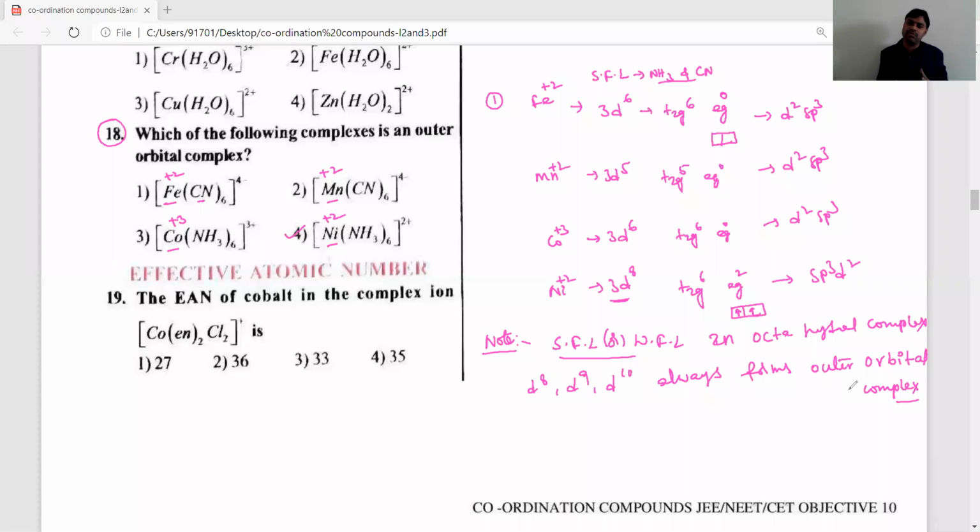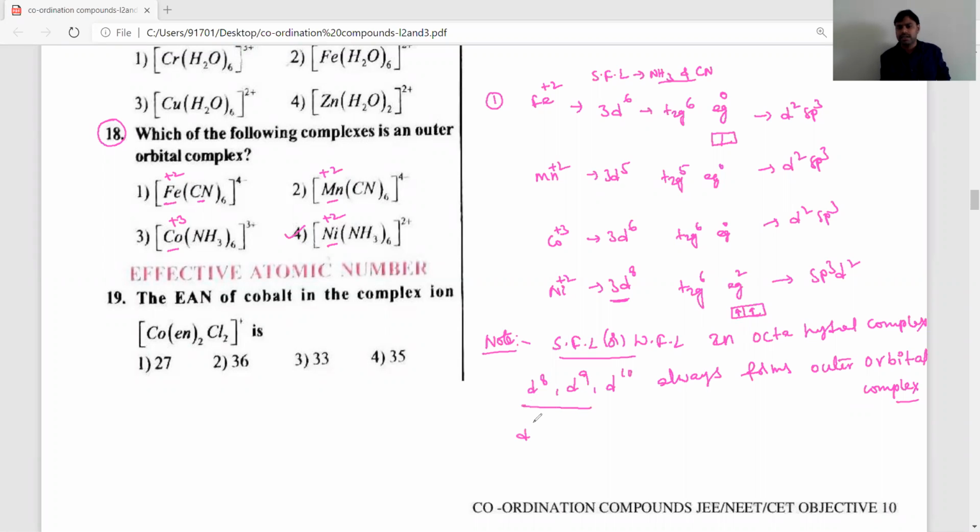Because D8 means almost the last electrons are present in Eg. D9 is Eg3, D10 is Eg4, meaning the inner d orbitals are completely filled, so there are no vacant inner d orbitals. That's why D8, D9, D10 always form an outer orbital complex only.